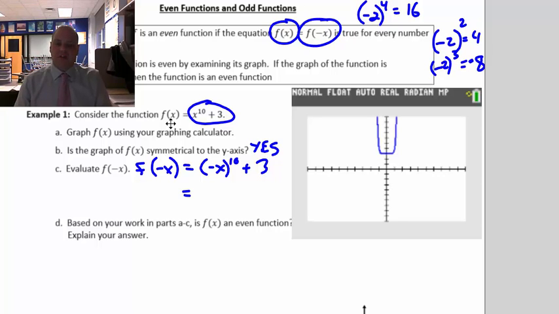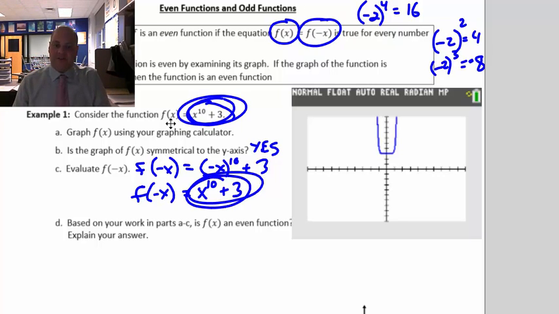But basically, with an even degree, now we have x to the 10th plus 3. My f of negative x is exactly the same as my f of x. See that? F of x is x to the 10th plus 3. F of negative x is x to the 10th plus 3. Plus I have symmetry over the y-axis. Based on your work in parts A to C, is f of x an even function? Explain your answer. So we're going to say yes, f of x is an even function.